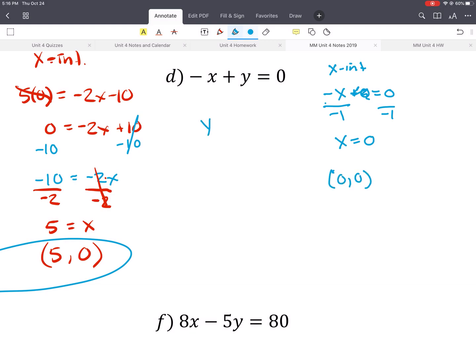And then with the y-intercept, we set x equal to 0, so we'd do negative 0 plus y equals 0. That doesn't really matter, so we can just cross it out. We just end up getting y equals 0. So our y-intercept would be 0, 0.